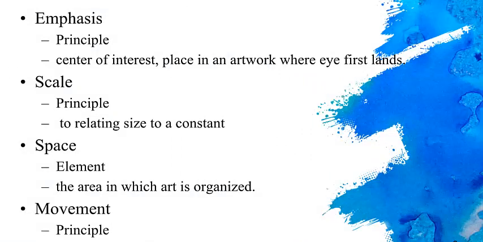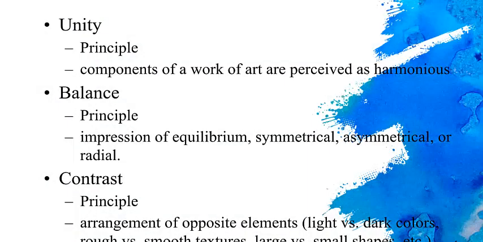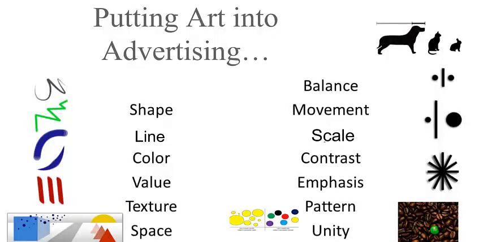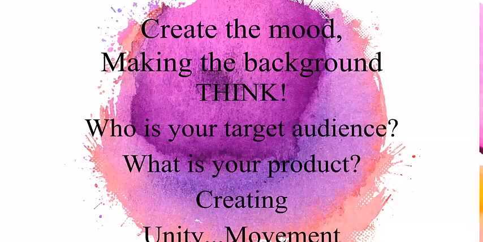We are going to be focusing on not all of the principles and elements. Many of the elements, like line and color and things like that, are things that you know very well. However, we are going to be working on emphasis, scale, space, movement, unity, balance, contrast. All of these things are going into your advertising. You already know shape and color and texture and things like that. So how are you going to start to incorporate these?